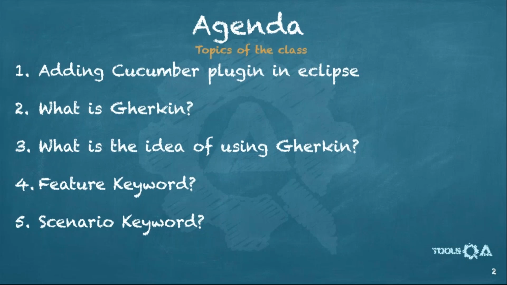After that, we will talk about what Gherkin is, and then we will talk about the idea of using the Gherkin language, why we want to use Gherkin, and then we will end up learning about the feature and scenario keywords. These are the two keywords we have already used. So let us jump into the class.